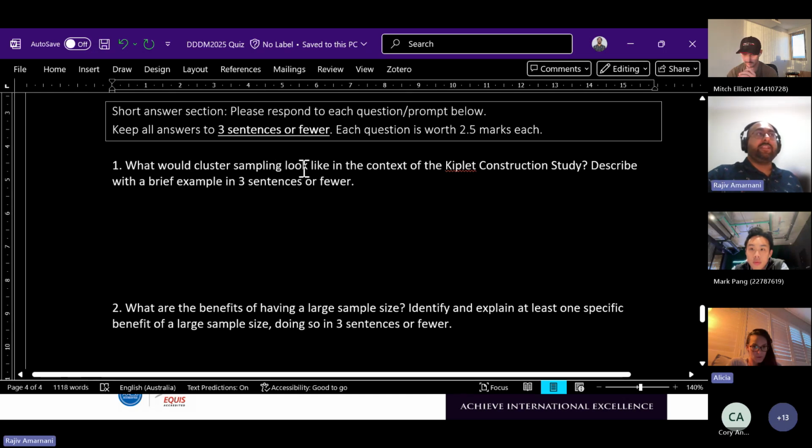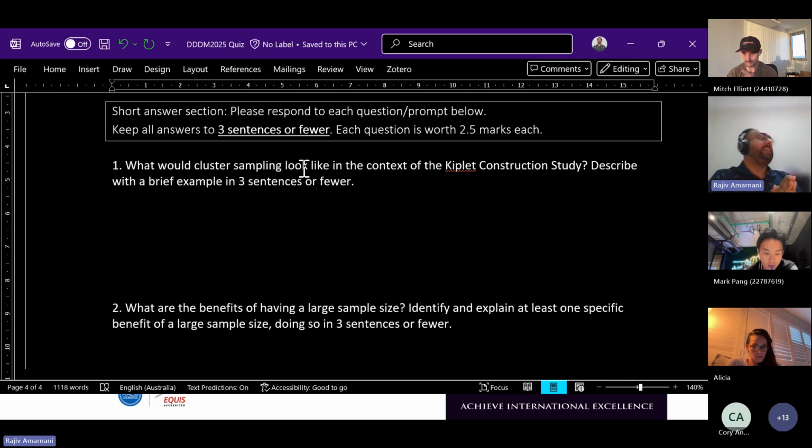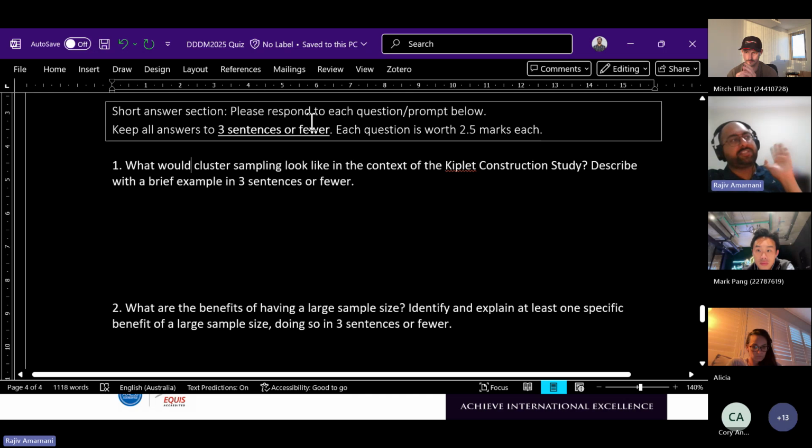What would cluster sampling look like in the context of the Kiplet construction study? So like I said, for all of my short answer questions, 1 sentence is enough. You can go on to 3, and it's fine. It's welcome if you want to go that long, but 1 is enough. So the 1 sentence answer is that you would sample from a randomly selected set of work sites. That's it. Or you would sample from work sites. If you mention that you're going to sample from work sites, you get full marks. You get the full 2.5. If your answer is kind of close, you get either 2 marks or 1.5 marks.